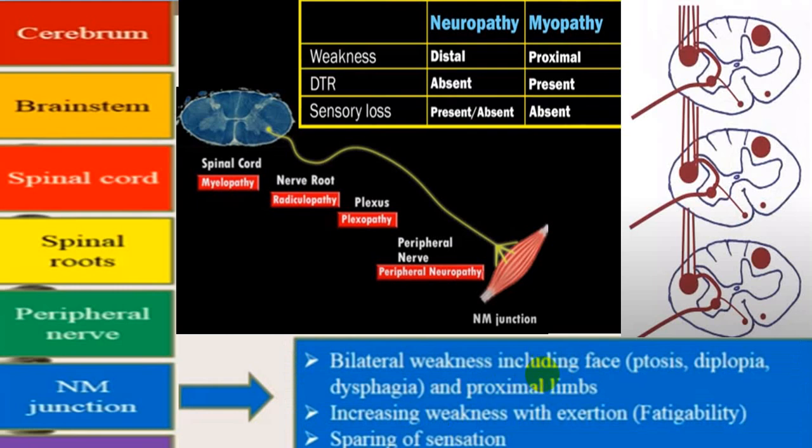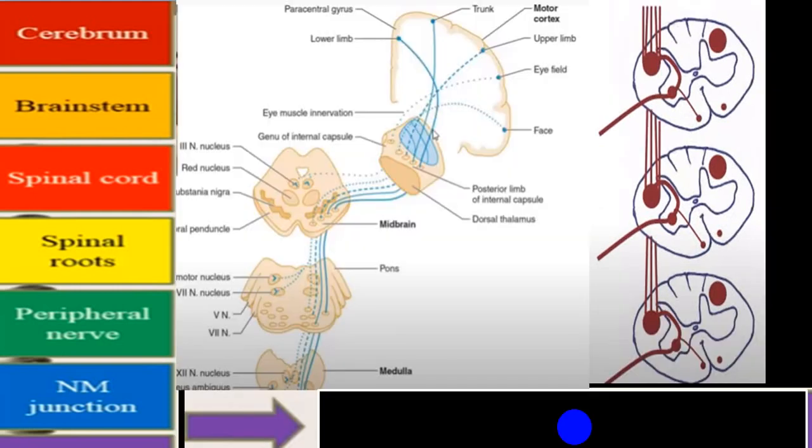In neuromuscular junction disorders, it will be bilateral. You will have ptosis, diplopia, dysphagia, proximal limbs more involved as compared to the distal part, and muscle weakness increasing with exertion. So fatigability will increase with increased action and increased exertion. There will be sparing of sensory system. So there is no sensory loss, and the person recovers with rest and with drugs.